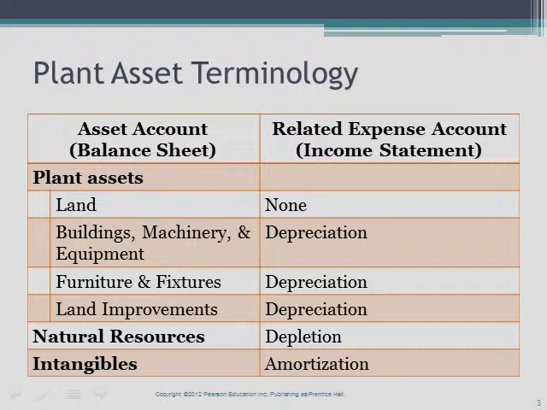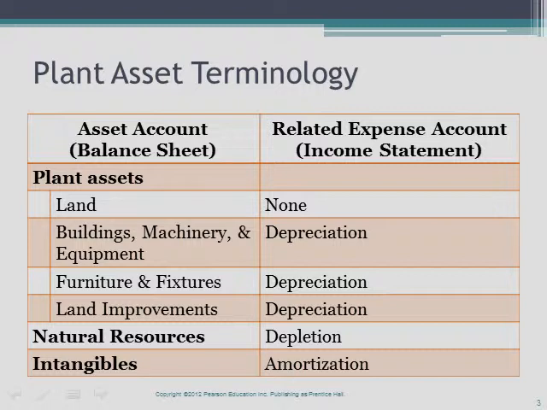Natural resources such as oil and gas reserves, coal mines, or stands of timber are accounted for as long-term assets when they are purchased or developed. As the natural resource is extracted, its cost is transferred to inventory. Later, as the inventory is sold, its cost is transferred to cost of goods sold.